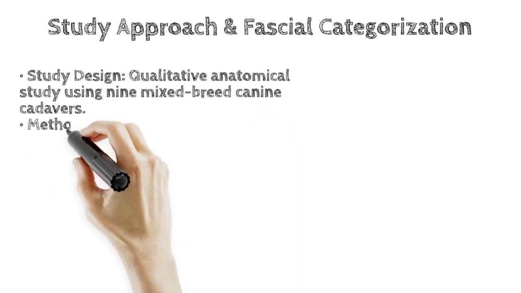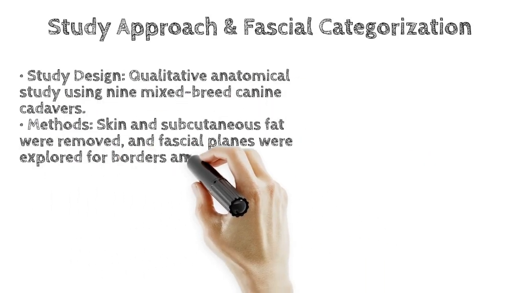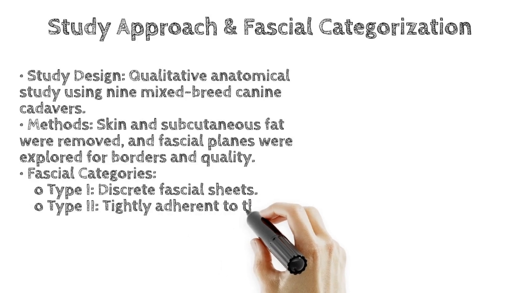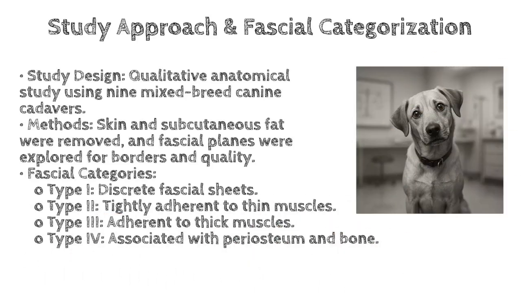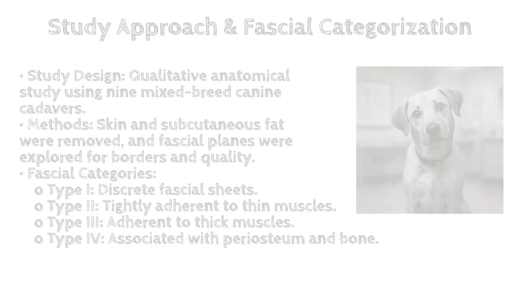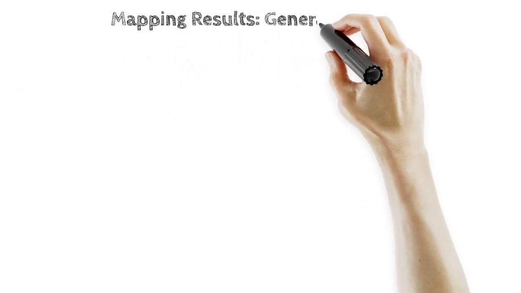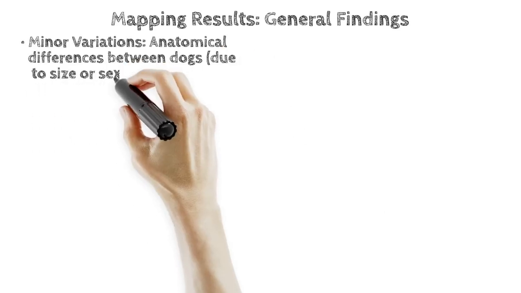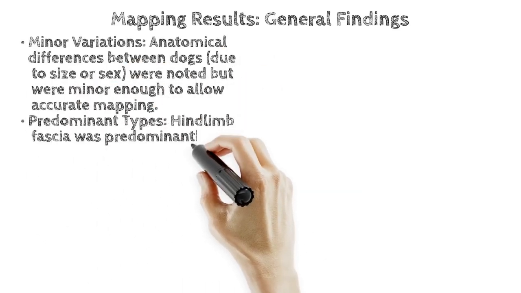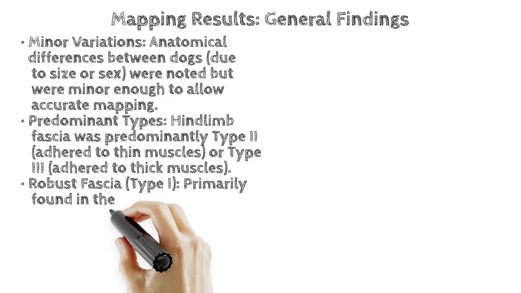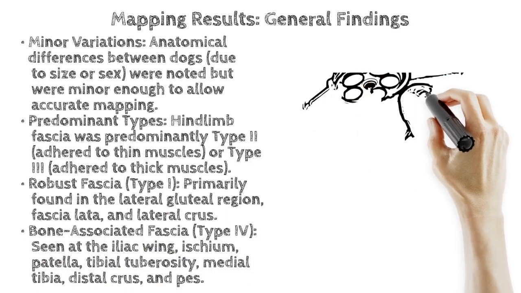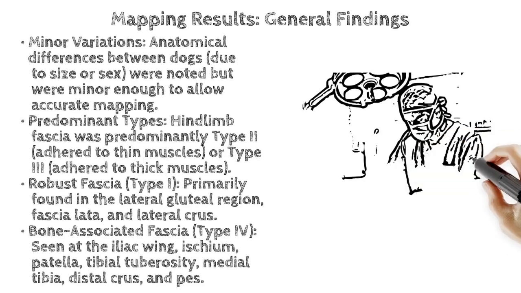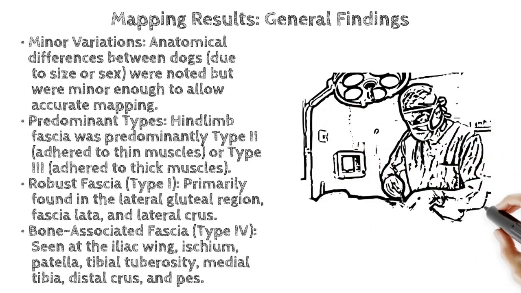The study found that while there were minor anatomical differences between dogs, mainly due to size or sex, these were not significant enough to prevent accurate mapping. Most of the hind limb fascia was categorized as type 2 or type 3, meaning it was adhered to thin or thick muscles, respectively. Areas with discrete, robust fascial sheets, or type 1 fascia, were primarily found in the lateral gluteal region, the fascia lata, and the lateral crus. However, some critical areas, like the iliac wing and patella, showed type 4 fascia, which is closely associated with bone.